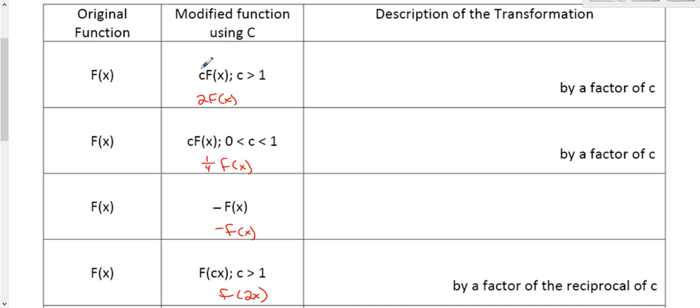This c, when it's on the outside of the function, is like on the first page, when you had 2 times x squared. That 2 was not actually inside of the function of this expression. It was in front of the function. So when we say the 2, or the c, in front of f of x, that is vertical. Anything that is outside of the f of x is vertical. If it's inside the parentheses, that is horizontal.